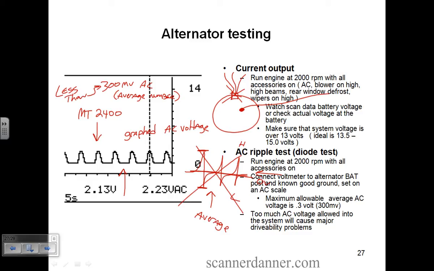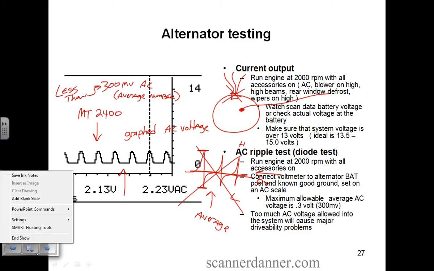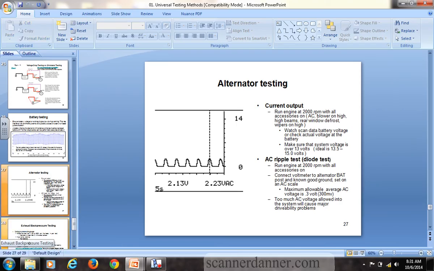So this was a picture of the AC voltage coming out of that alternator. You see I got like 2-volt peaks on this. So let me show you another one that might emphasize this a little bit better.